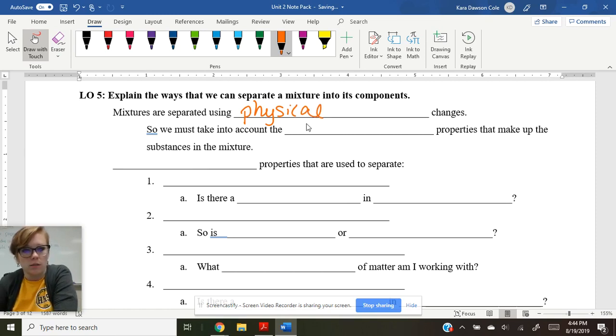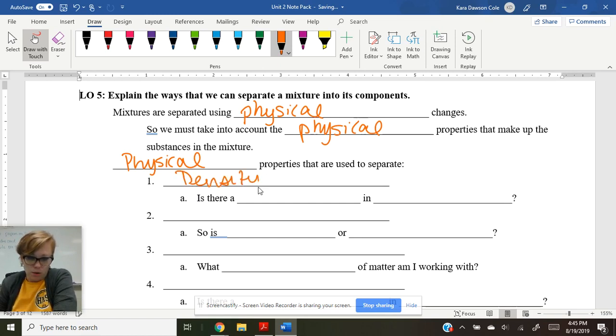Let's take into account the physical properties that make up the substances in the mixture. Some of the physical properties that we can use to separate, the first would be density. So again, we're not wanting to change what the stuff is in the mixture. We're wanting to separate it out. We're just wanting to separate it out.